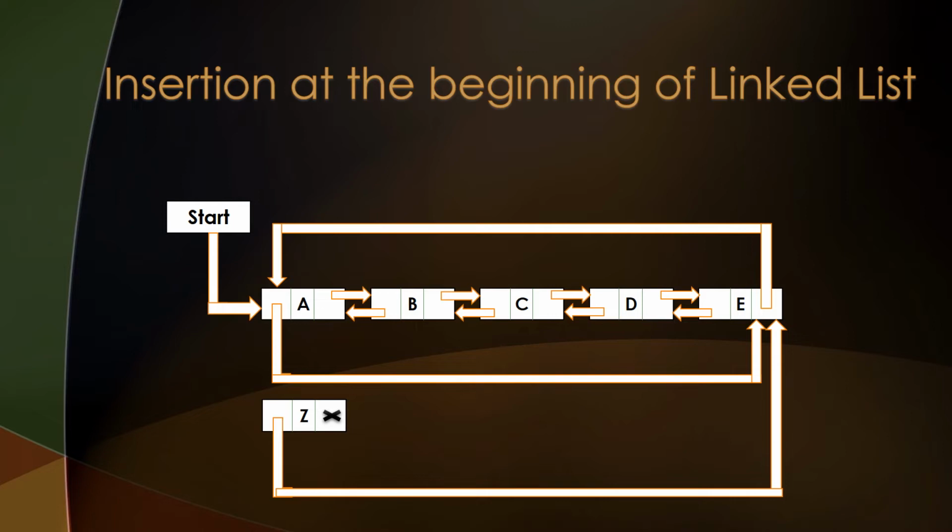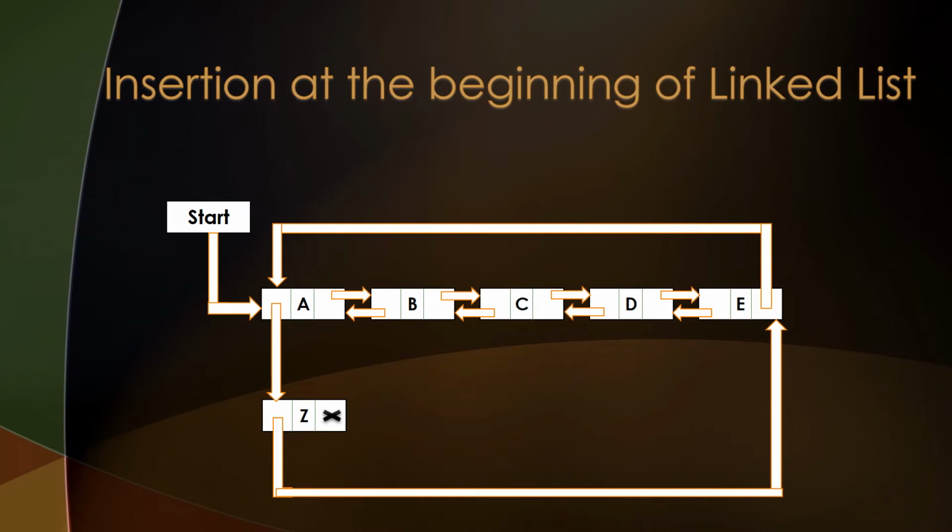Now the next step is to change the backward pointer of node A to point to the new node Z, since now Z would be the first node in the linked list, and hence there is no longer a need for the backward pointer of node A to point to the last node in the linked list. So here it is, we have changed the backward pointer of node A and it now points to the newly created node Z.